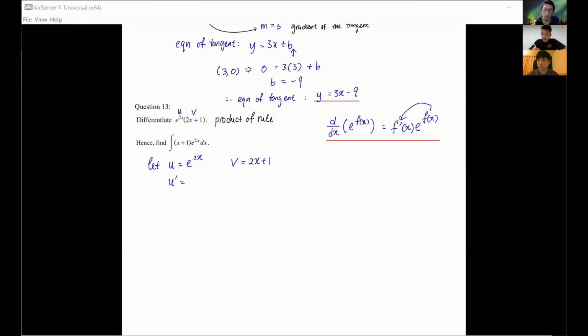So let's do that. u dash, copy whatever it is, and then bring it up, differentiate 2x, it becomes 2. And then for v dash, differentiate 2x plus 1, it becomes 2. Now, it's not done yet because we are trying to differentiate this whole thing. So you write d/dx of the whole thing.